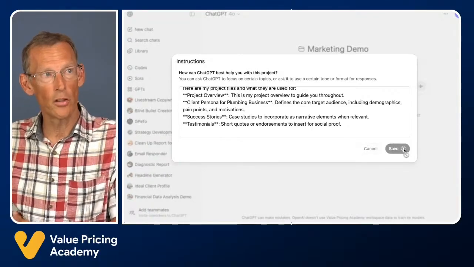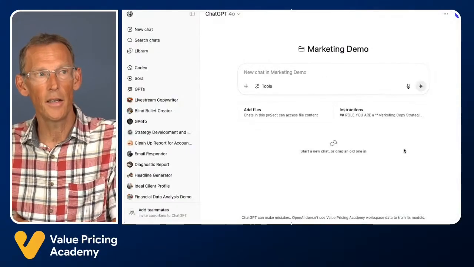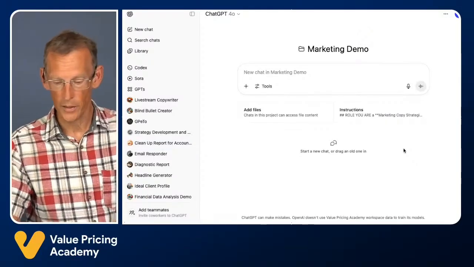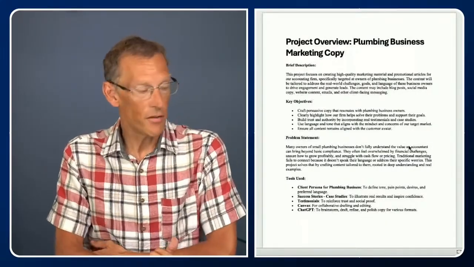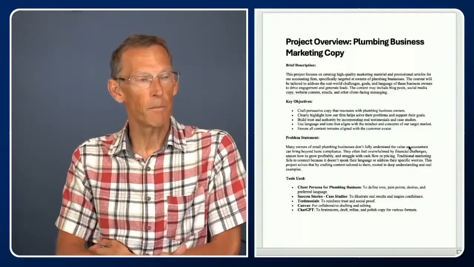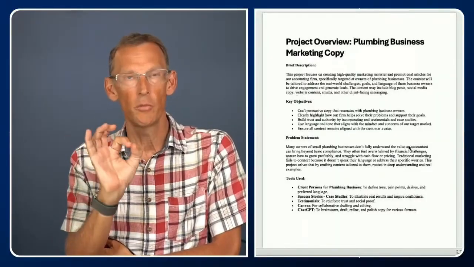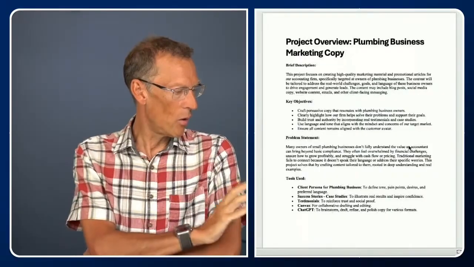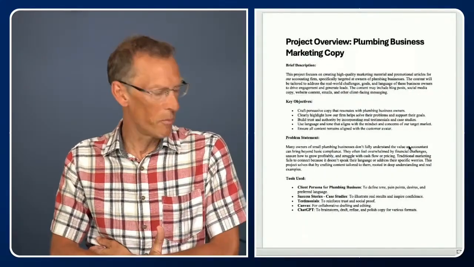So then what we have to do is give it the files. If it's marketing, think about the sorts of things that you might want to create. One of the files I like to give is a project overview, which is a little bit more detailed than the instructions themselves, that really describes the project: what are the key objectives, what's the problem statement, what are we trying to solve with marketing.